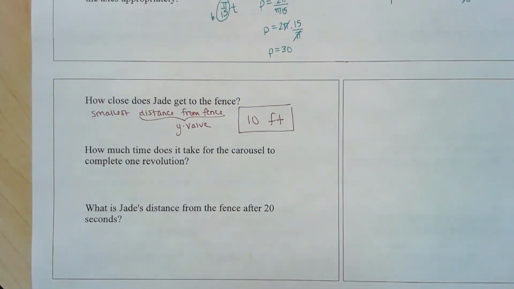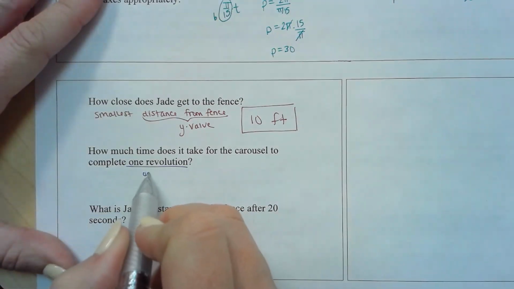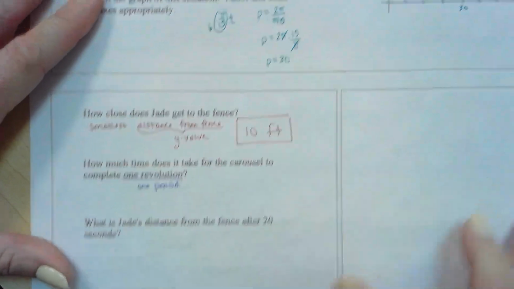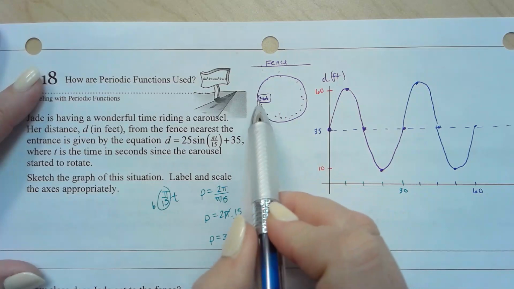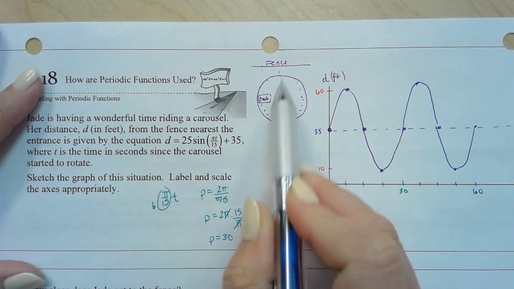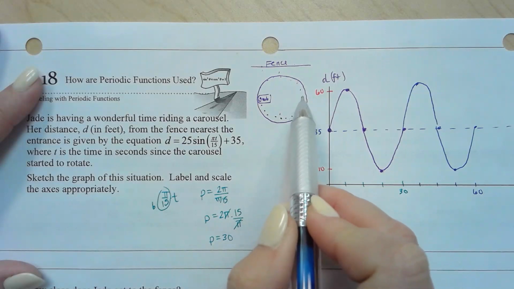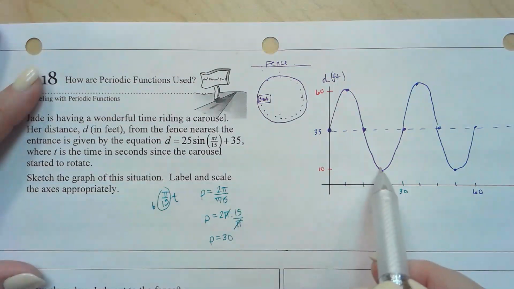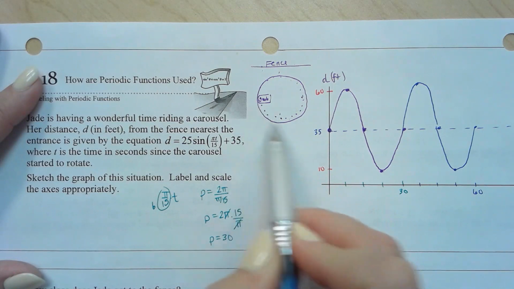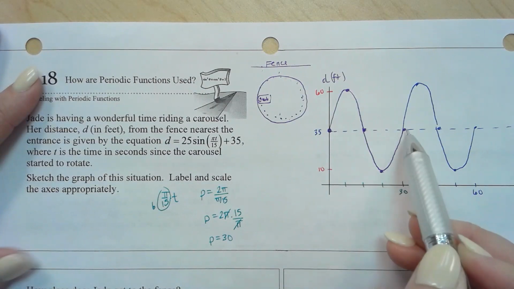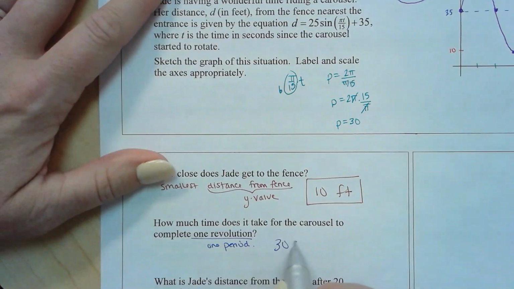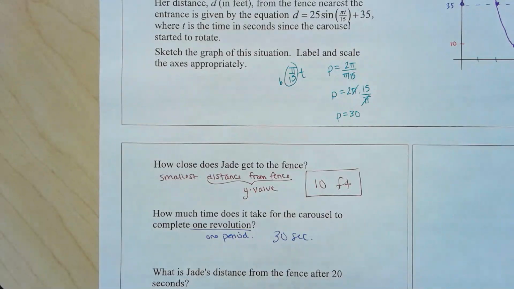Okay. The next question says, how much time does it take for the carousel to complete one revolution? That's asking about one period. Let's go look at our graph again. Like, I'm going back to this picture even. She starts, let's say, 35 feet away, and then she goes to her highest, which is 60 feet away. Then she comes back to 35. Then she's 10 feet away, and she comes back to 35. So this is simulating her completing one go-around, and that took 30 seconds.